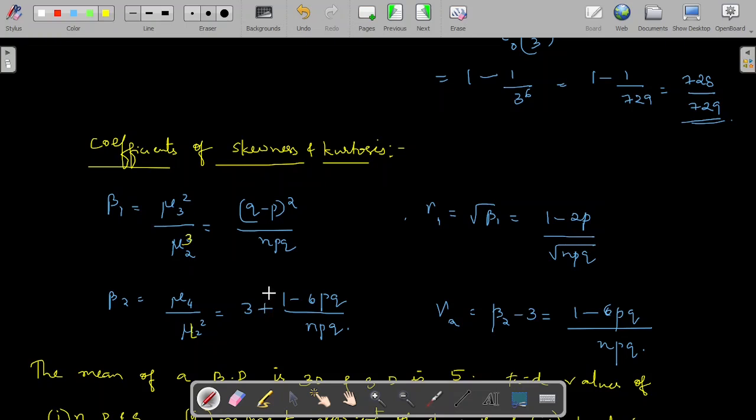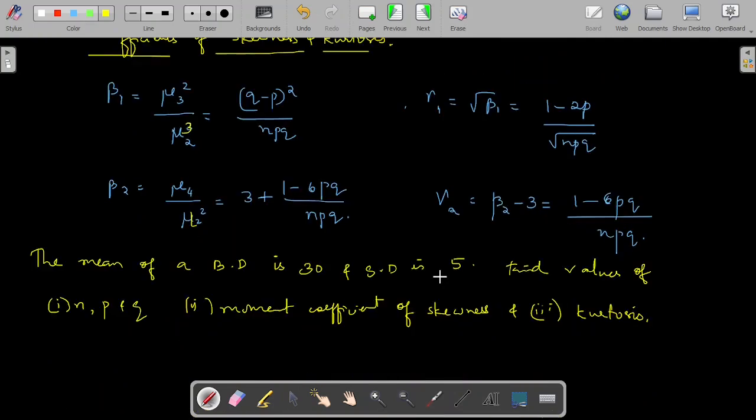So substitute those values of central moments: 3 plus (1 minus 6pq) by npq. Then gamma 1 is square root of beta 1. This is the coefficient of skewness, which is (q minus p) by root npq. Gamma 2 is beta 2 minus 3, which is (1 minus 6pq) by npq, the coefficient of kurtosis. So these formulae you have to remember to get the coefficients of skewness and kurtosis for binomial distribution.